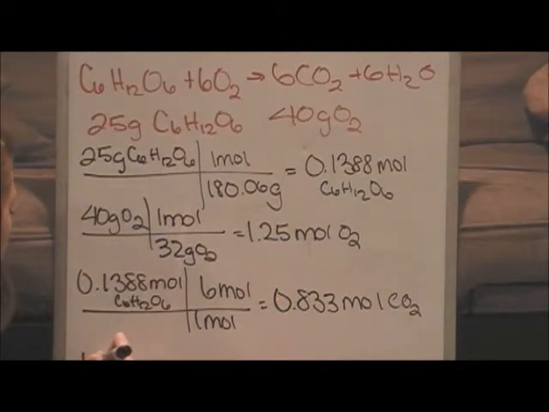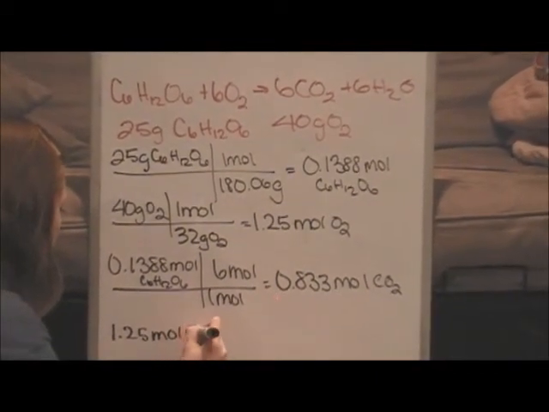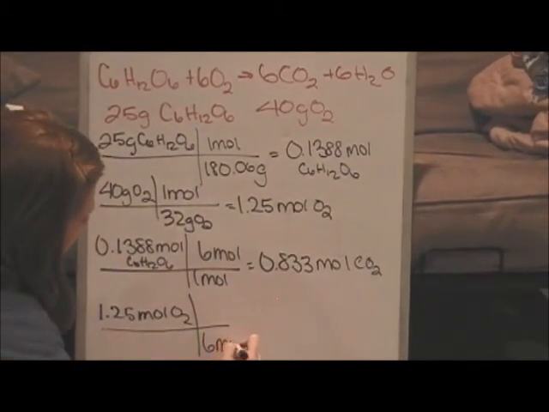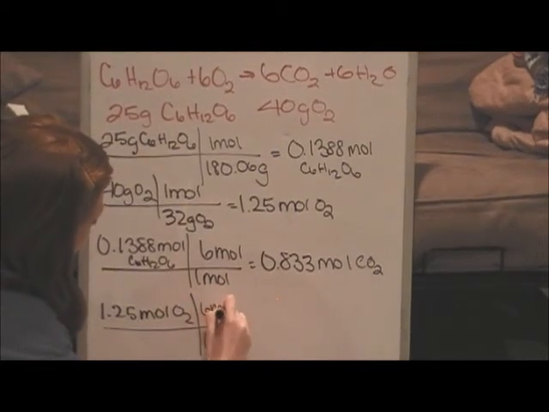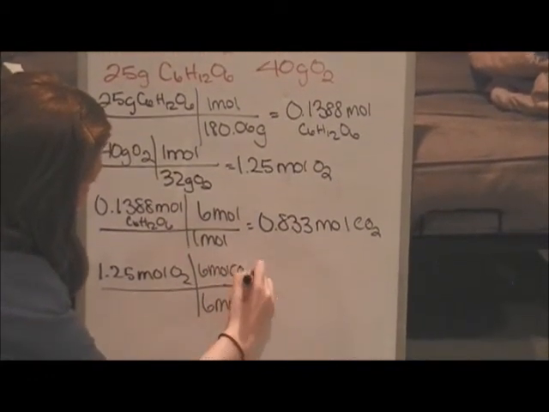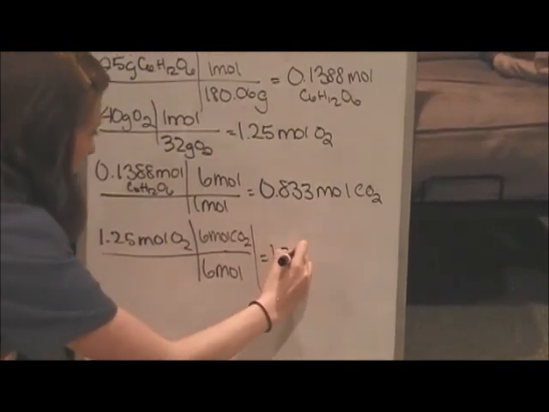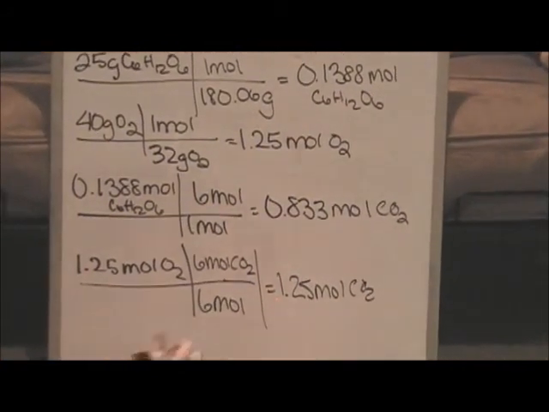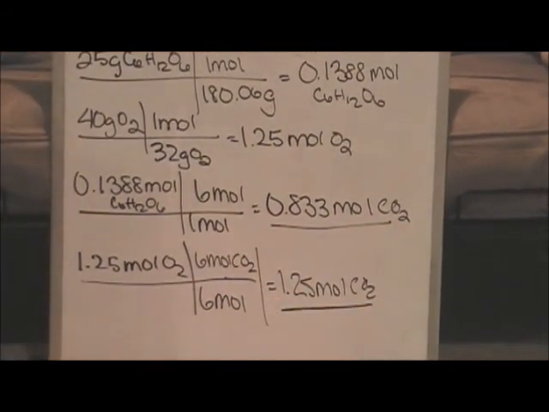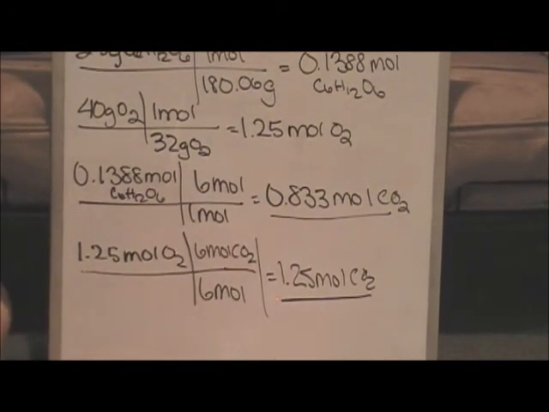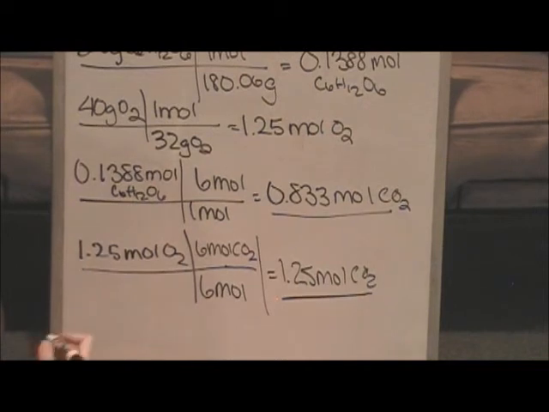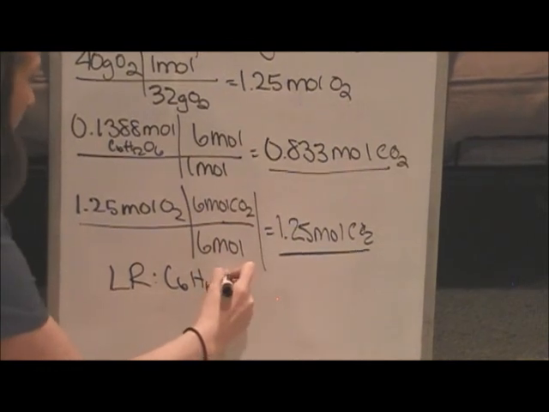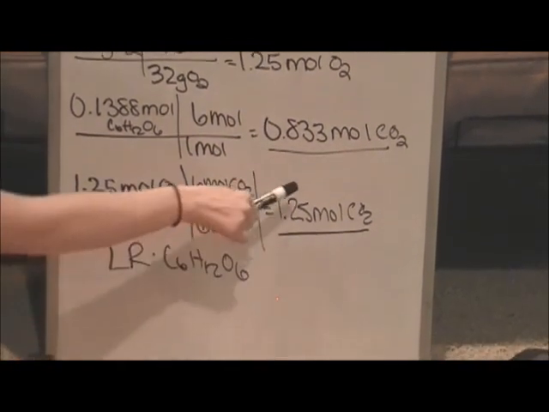We're going to do the same thing with O2. We have our 1.25 moles of O2, which is a 6 in the balanced equation, and CO2 is also a 6. So when we calculate that, we get 1.25 moles of CO2. To determine our limiting reactant, we look at the moles of product made, and whichever one makes the least moles of product is your limiting reactant. So in this case, our limiting reactant would be C6H12O6 because it made the least amount of product.